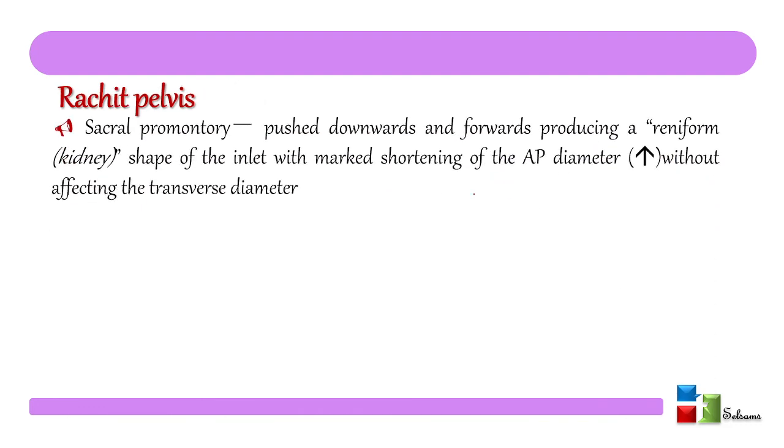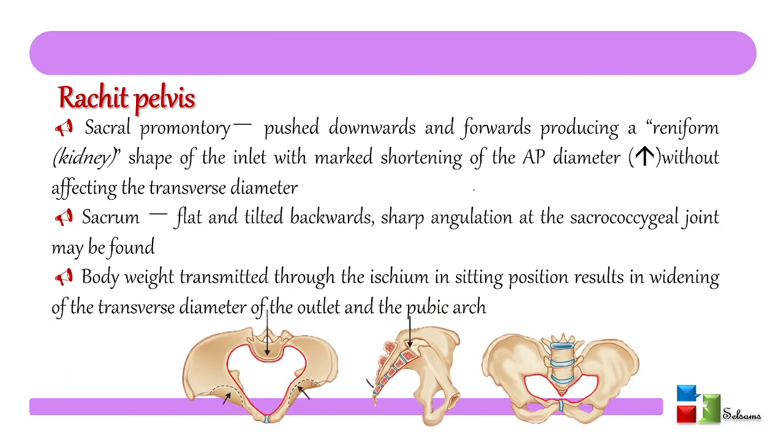Rachitic pelvis, sacral promontory. Look at this pelvis. This sacral promontory is the first bone of the sacrum. The sacral promontory is pushed downwards and forwards, forming a reniform, a kidney shape. The kidney is somewhat like this, right? So it forms a kidney shape over here. The inlet anteroposterior diameter is increased without affecting the transverse diameter, and the sacrum is flat and tilted backwards. Sharp angulation is there.